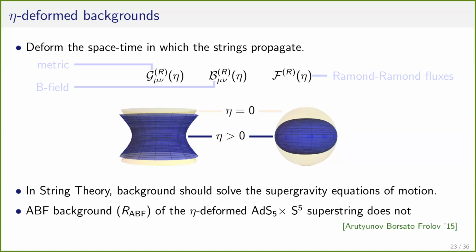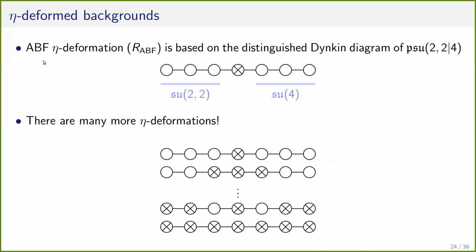But now we know that there are actually different types of eta deformations, and we should also look at these other types to see whether there we could find something that solves the supergravity equations of motion. So this ABF eta deformation was using an operator R that was based on the distinguished Dynkin diagram of the symmetry algebra PSU(2,2|4). And when you work in terms of matrices, this is a natural thing to use, because this is when the simple roots are just above the diagonal.